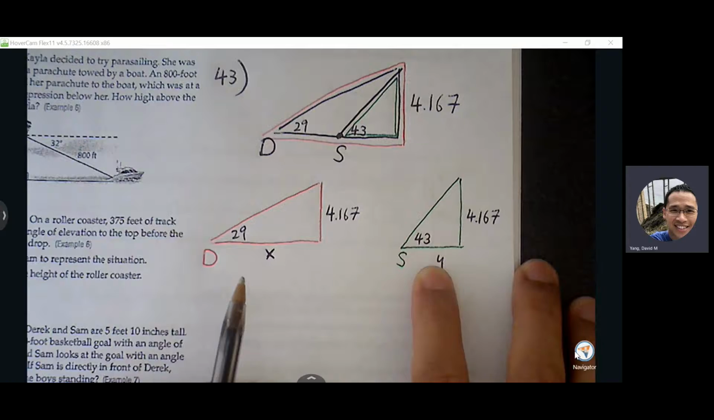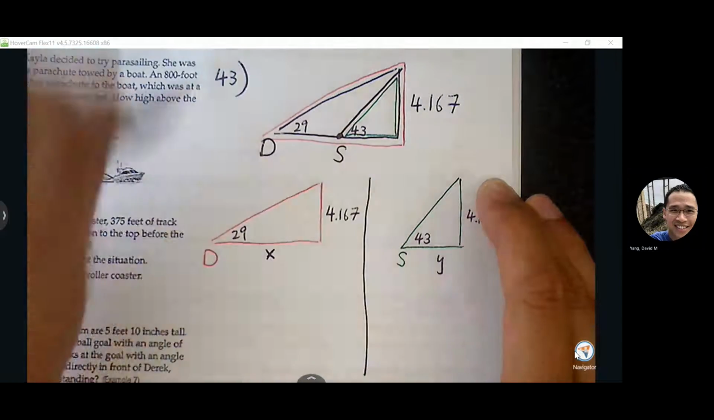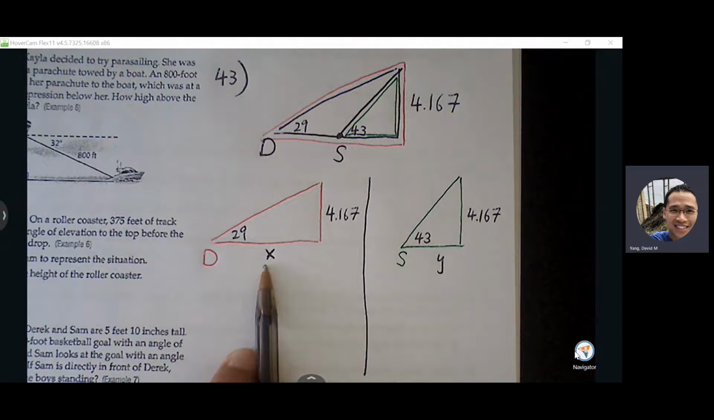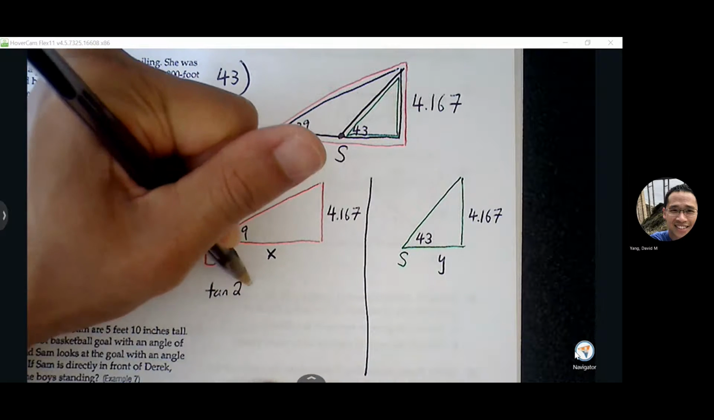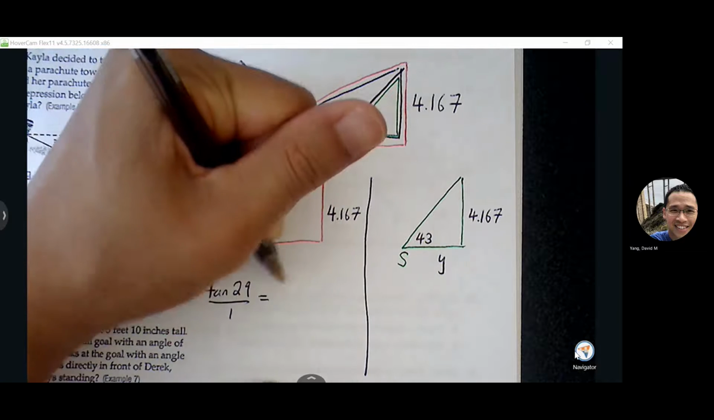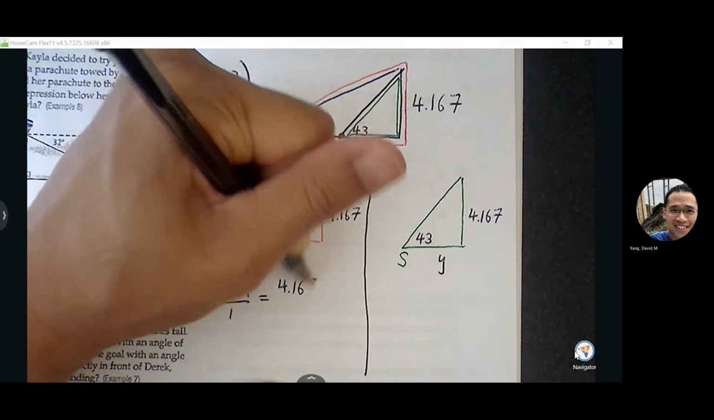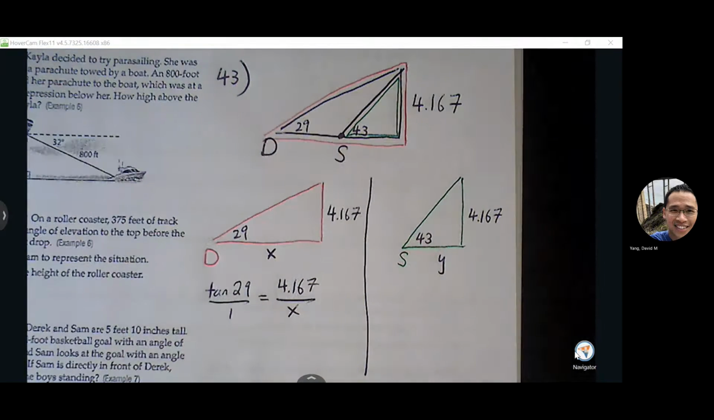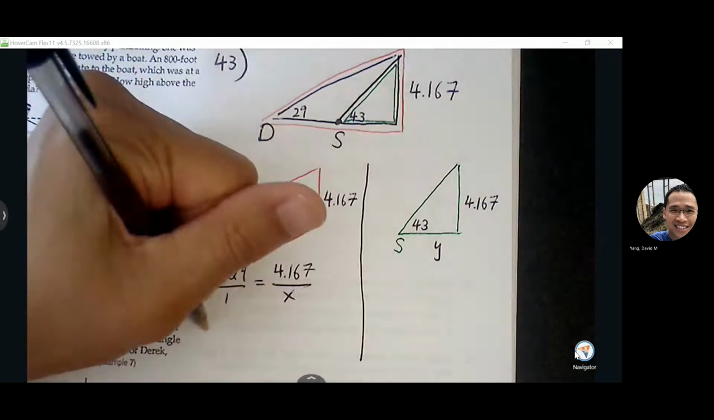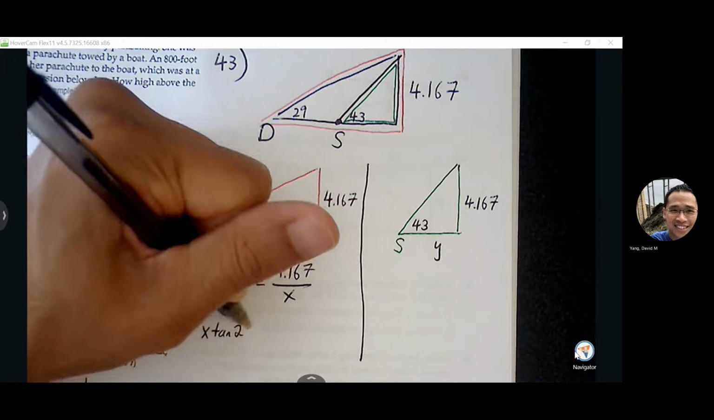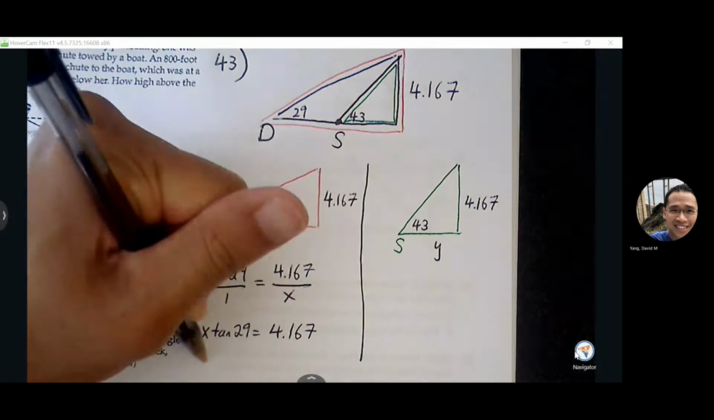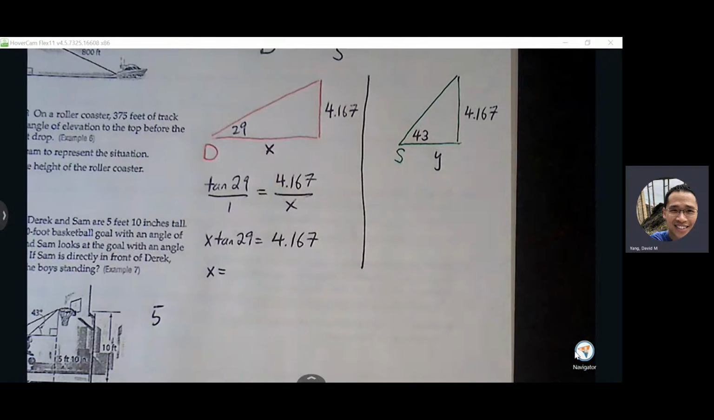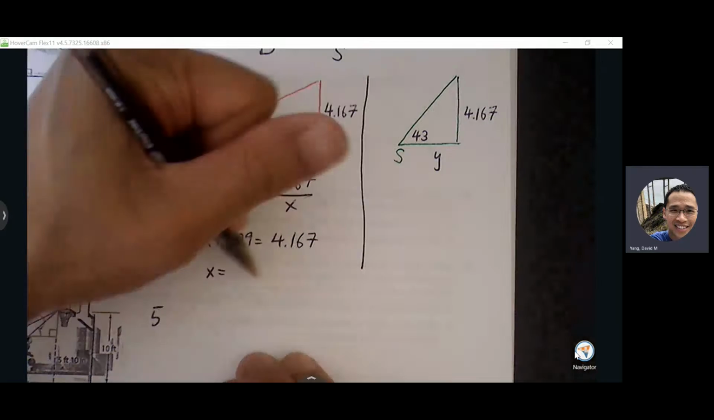So we're going to solve these problems individually. What can I use to tackle this X value? Tangent. Okay, so let's set up using tangent. Divide both sides by tan 29 to get that X by itself.